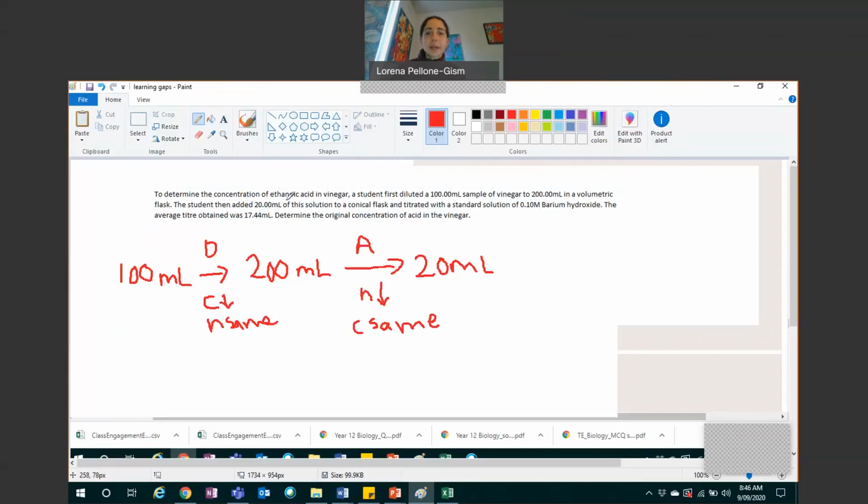The student then titrated it with 0.1 molar barium hydroxide, the average titre. What's coming out of the burette? That's barium hydroxide. We get a couple of bits of information about barium hydroxide. We get the concentration of barium hydroxide as 0.1 molar. And we get the volume of barium hydroxide as 17.44 mLs.